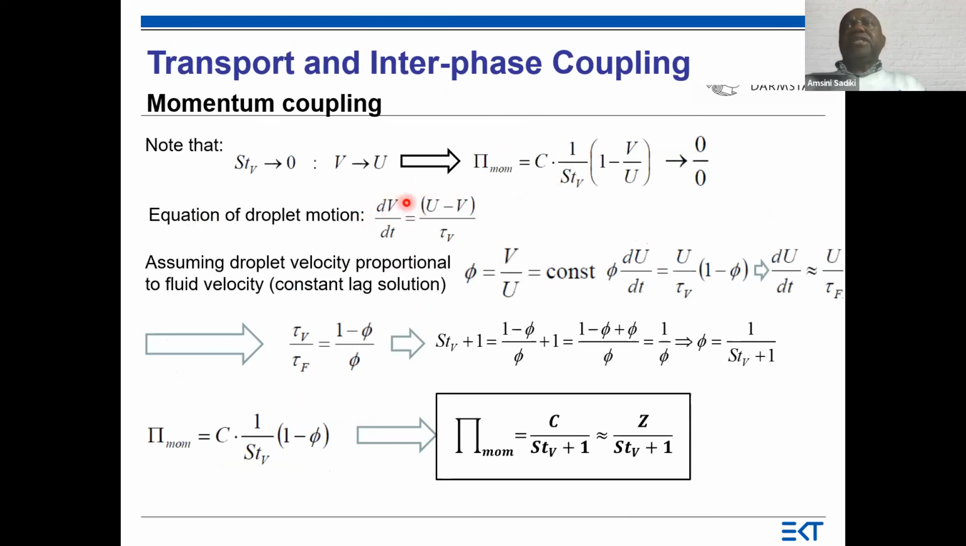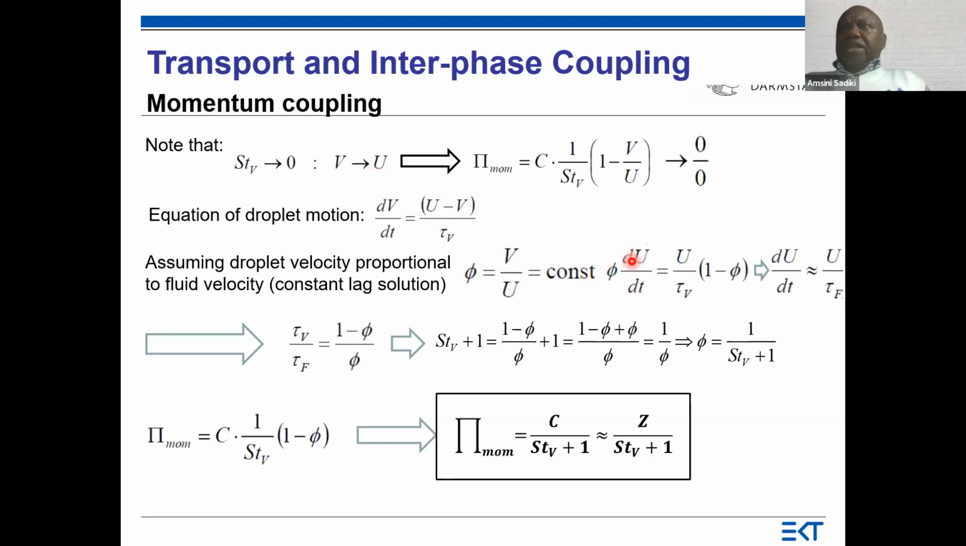This is the particle velocity, that is the flow velocity. So we assume now that the droplet velocity is proportional to the fluid flow, not equal. So this means that we have a constant lag solution. So we introduce C, which is different from the C we introduced for the mass loading. We put this as a constant value. Then we can write this expression here like this.